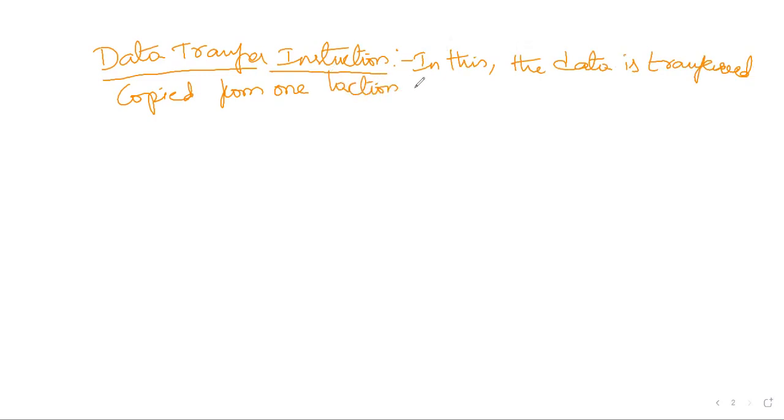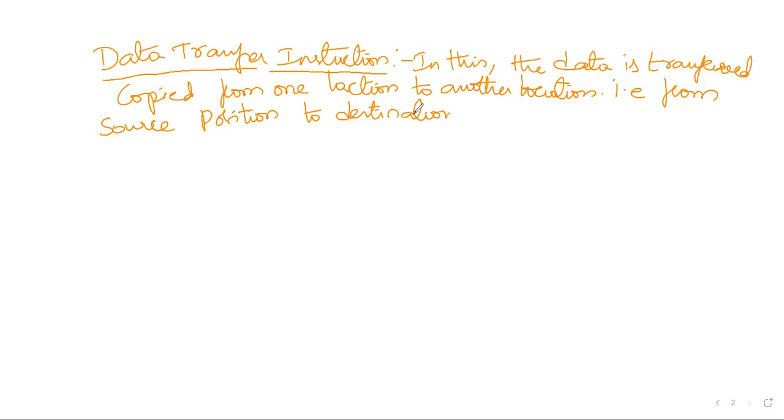That is from source position to destination position. So now what can be a source or what can be a destination? Here the immediate data can be transferred to register, or immediate data can be transferred to memory location, or the data from a register is transferred to another register. Likewise, in these types, the data can be transferred.